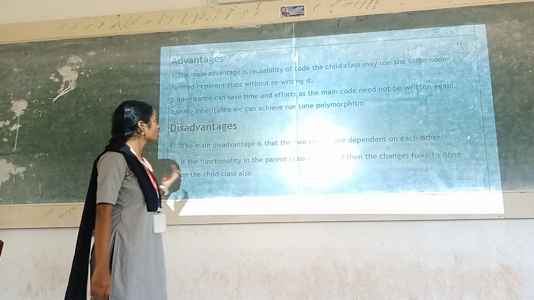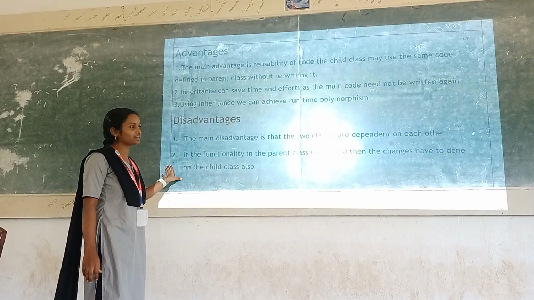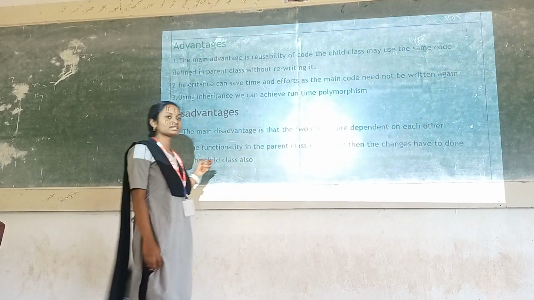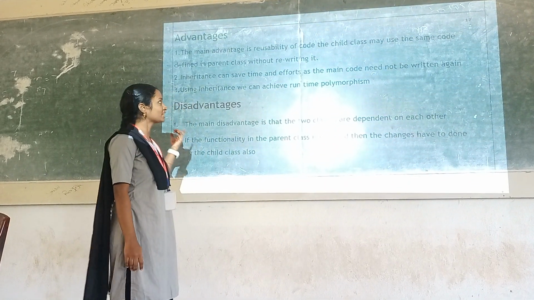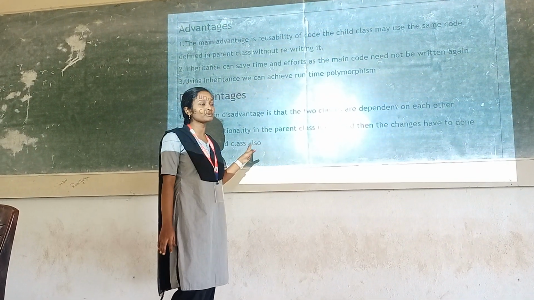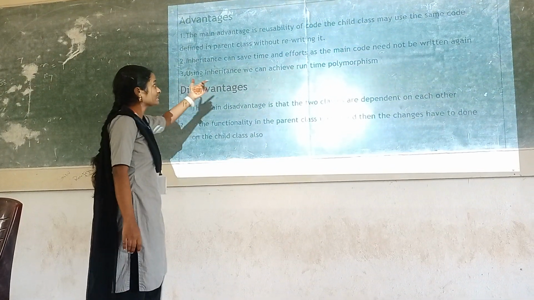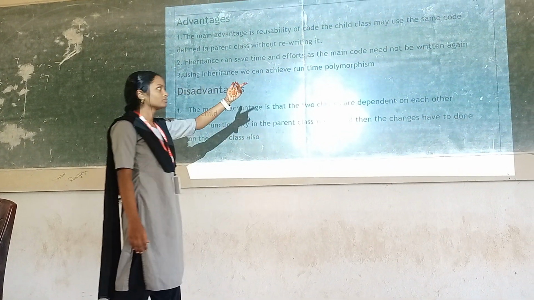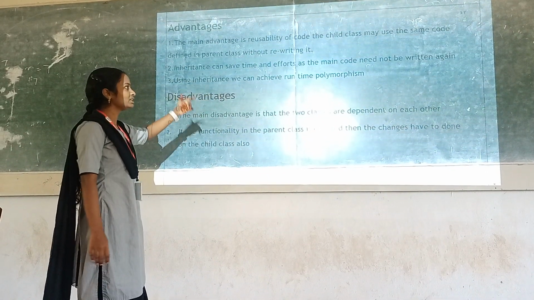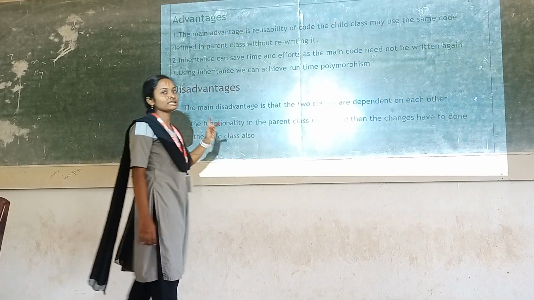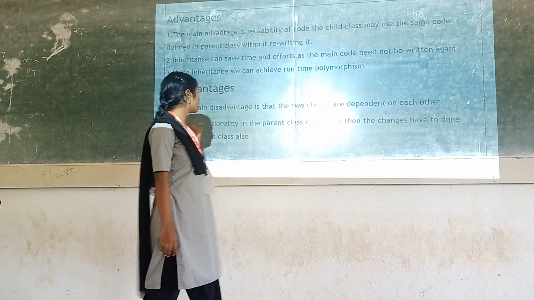Advantages and disadvantages of inheritance. The main advantage is the reusability of code. We can use the same code without rewriting and redefining it. Inheritance can save effort and time because we do not need to write it again. Using inheritance, we can also achieve runtime polymorphism.